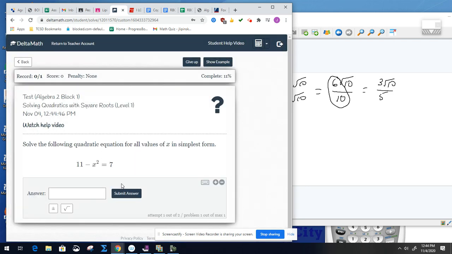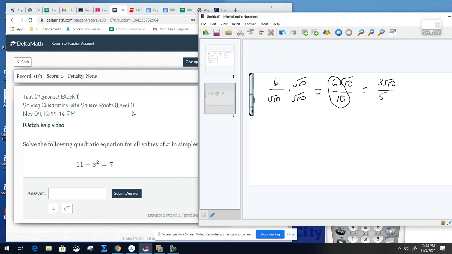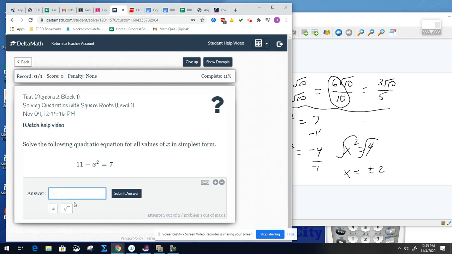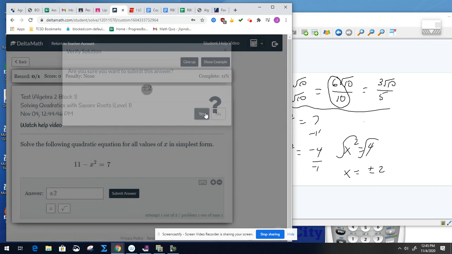So the next problem, we have solve the following quadratic equation for all values. Okay, so this is using square roots. I have 11 minus x squared equals 7. So I'm going to get this x squared by itself. I'm going to subtract 11. Negative x squared equals negative 4. Divide by negative 1, and I get x squared is equal to 4. I'm going to square root both sides, and x is going to equal plus or minus 2. Again, when you take the square root of both sides, your answer becomes plus or minus.